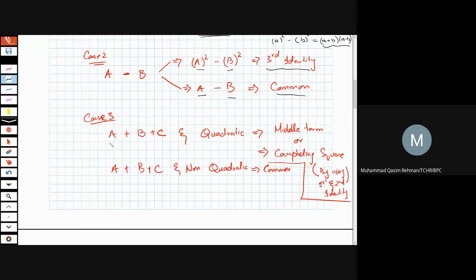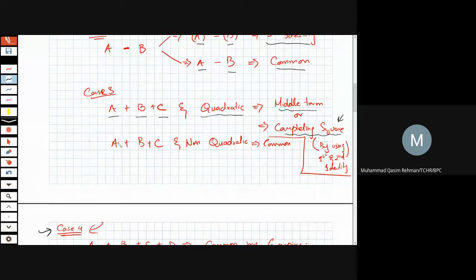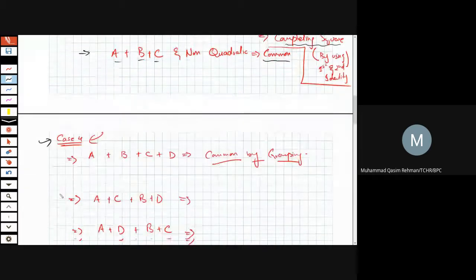Case three was if you have three terms and the three terms make up a quadratic expression, then you will go for a middle term breaking method or a completing square method. Now, what is a completing square method? This is what we are going to study today. Completing square method is basically you factorize by using the first and the second algebraic identity. And the second thing was if the three terms are non-quadratic, like they do not make up a quadratic expression, then you will simply go for a common one.